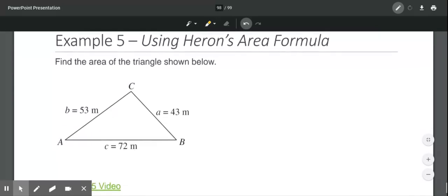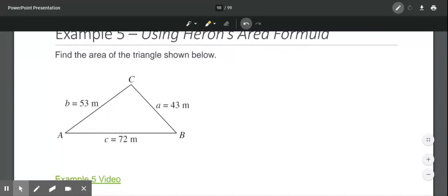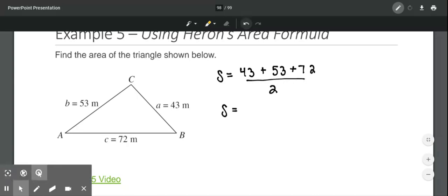All right, so here's our triangle. Let's first start by solving for S. And remember, S is A plus B plus C, so 43 plus 53 plus 72, and we divide that by 2. And so if we calculate that, we get that S is 84.